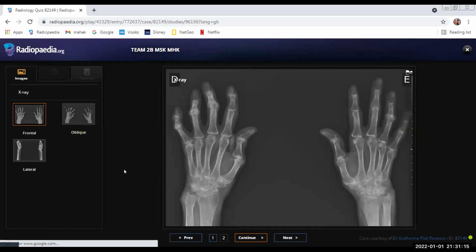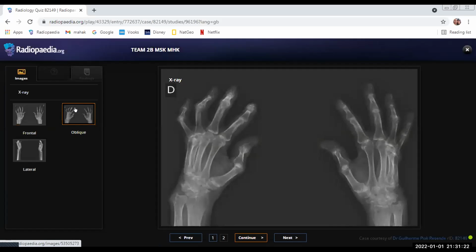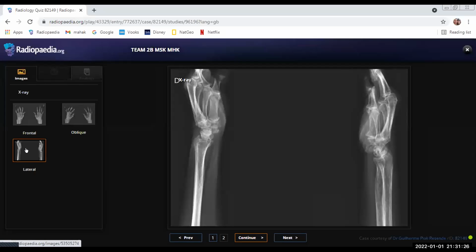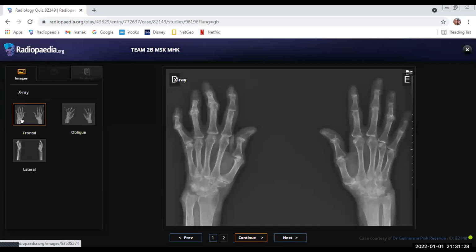Okay. I have withheld the history. I have been provided with the AP, oblique, and the lateral views of both hands. What I can see is a bilateral symmetrical arthritic process involving both hands, with predilection of the radiocarpal, the carpal, and the carpometacarpal articulations.